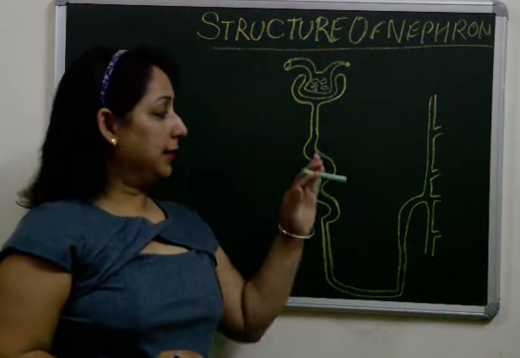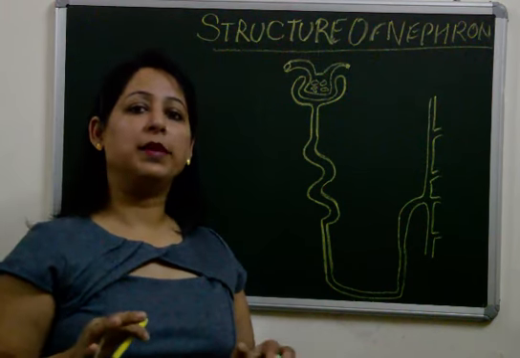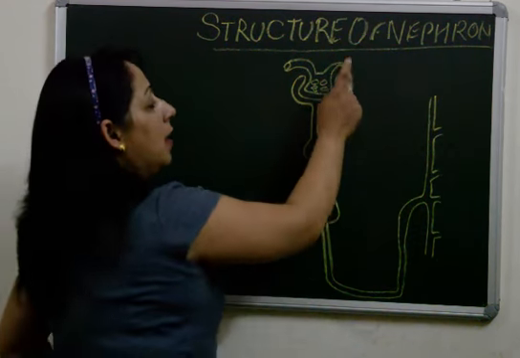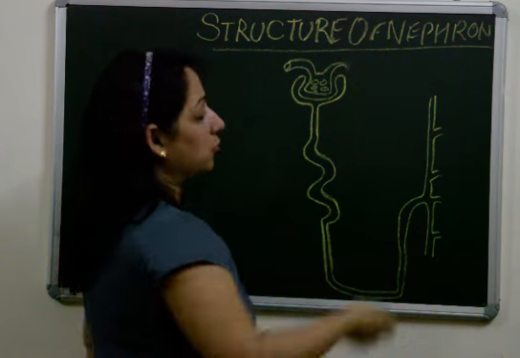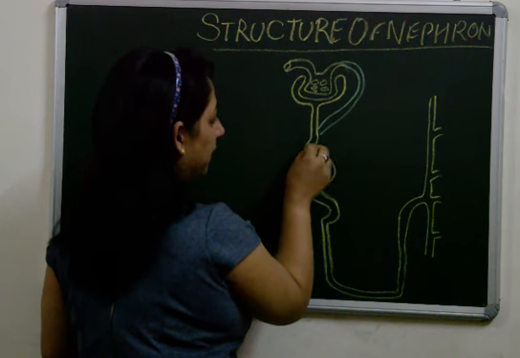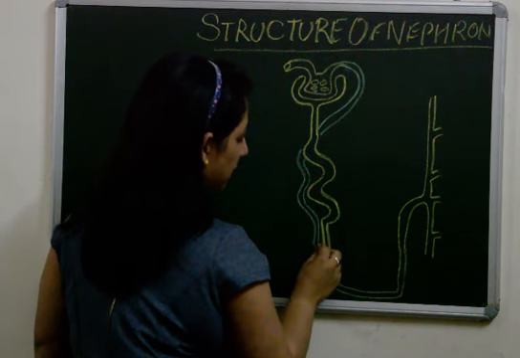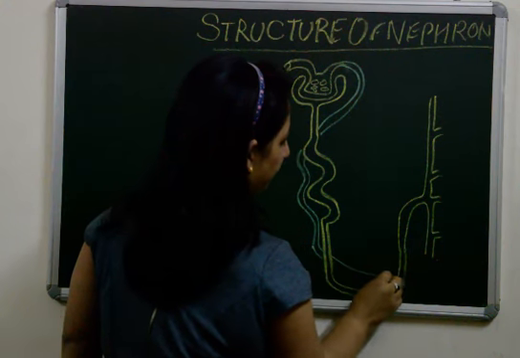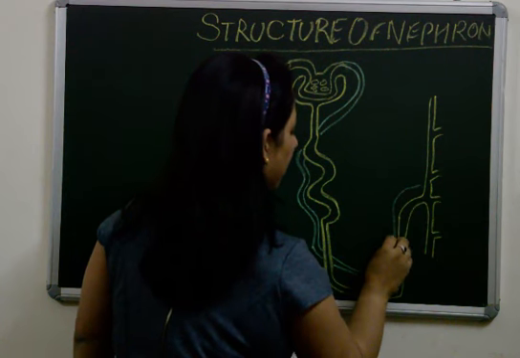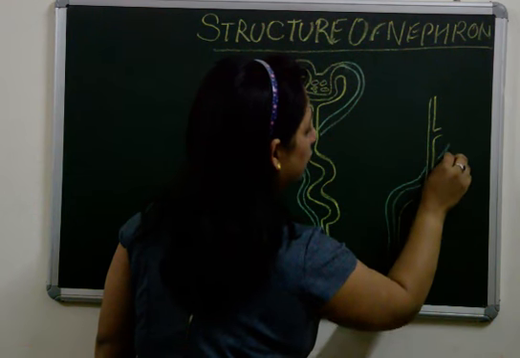Now, this is a very simplified diagram of a nephron. In books, it's kind of complicated where various capillaries and all are drawn, but still I am keeping it very simple so that whatever the main parts of the nephron are, they are very much clear to you all. Now, this is a capillary network which runs parallelly throughout the nephron and finally it moves out.